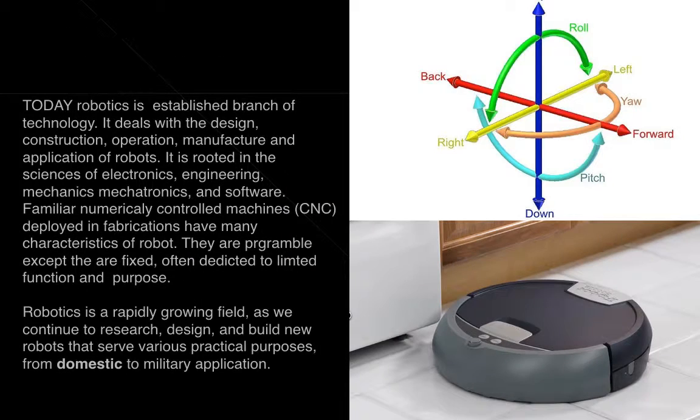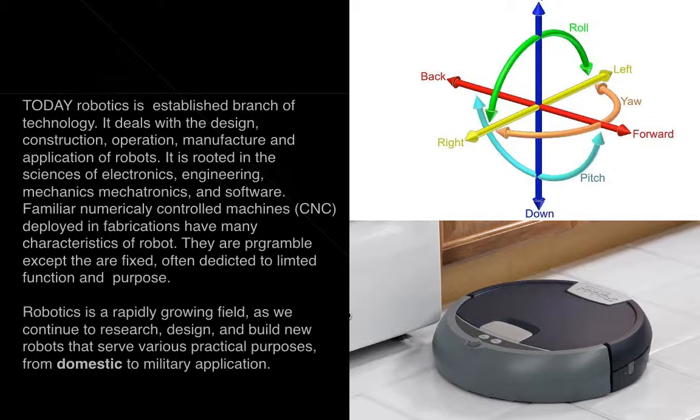So today, I guess robotics could be seen as a well established part of engineering and technology, which deals with the design, construction, operation, manufacture, and application of robots. It is rooted in electronics, engineering, classical mechanics too, and software design. Early numerically controlled machines deployed in fabrication have many characteristics of a robot or subsets of it.